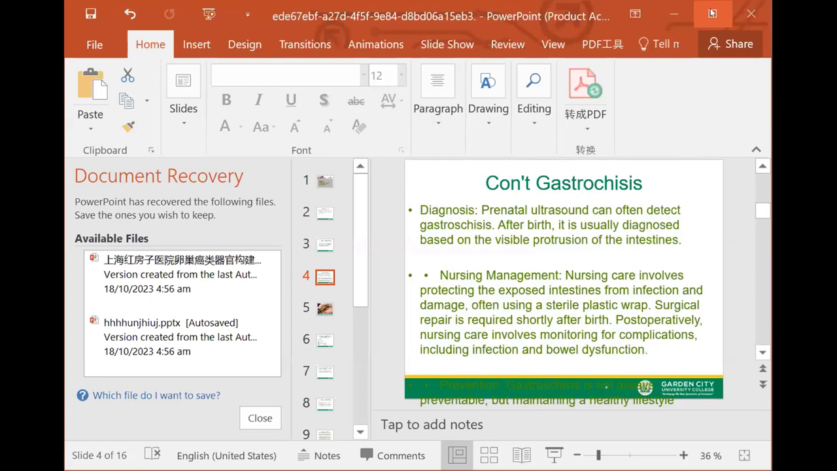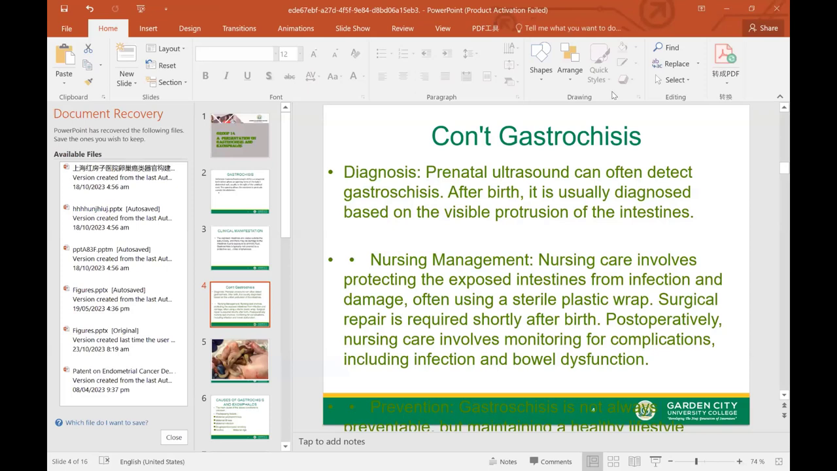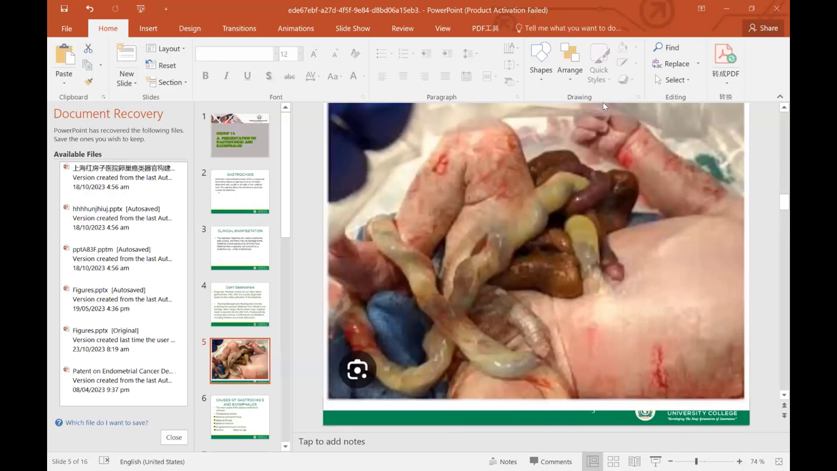Nursing management. Nursing care involves protecting the exposed intestine from infection and damage, often using a sterile plastic wrap. Surgical repair is required shortly after birth. Postoperatively, nursing care involves monitoring for complications, including infection and bowel dysfunction. So please, this is the picture for gastroschisis.